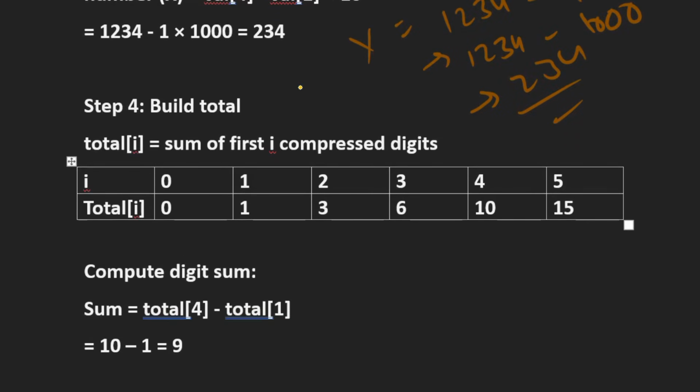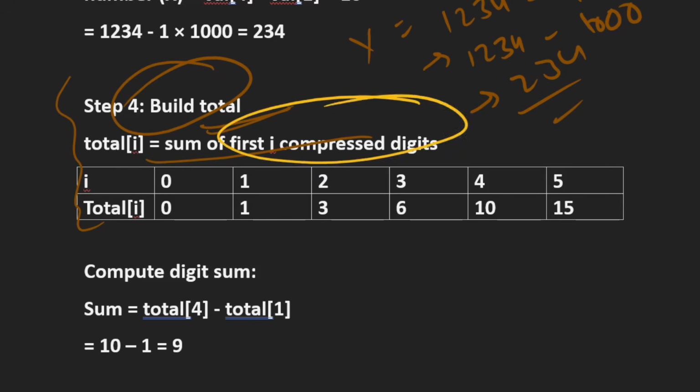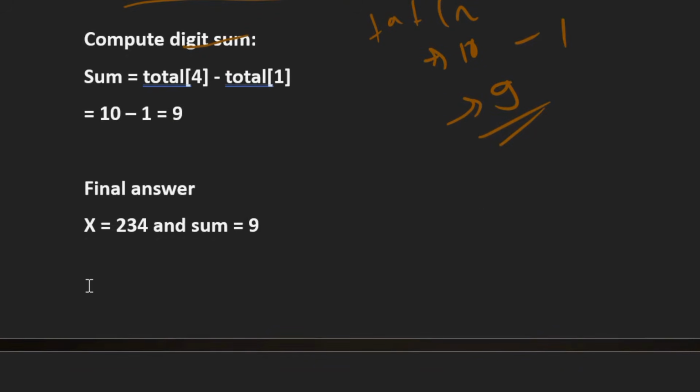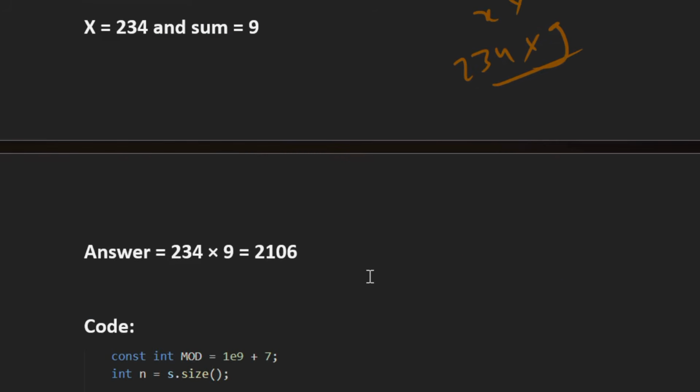Then to find the sum, we have built the total array, which will store the sum of the first I compressed digits. So we have built this total array, and then to find the digit sum, we take total of right, that is total of 4, which is 10, minus total of left, that is total of 1, that is 1. We get the sum as 9, and then we return the final answer, that is x into sum, which is 234 into 9, and that is our final answer.